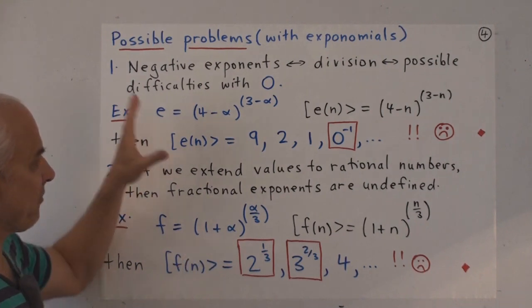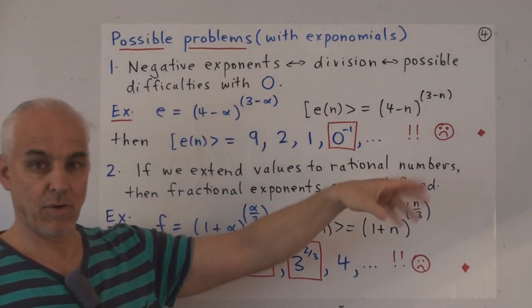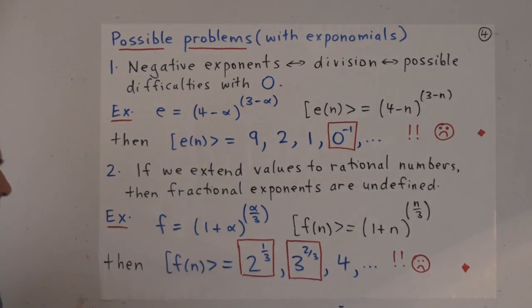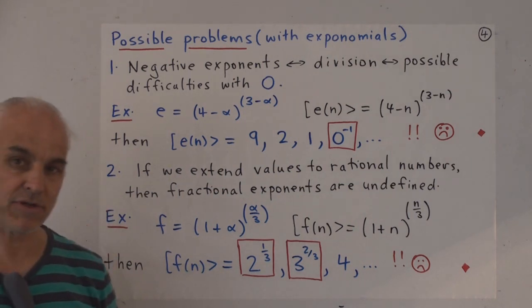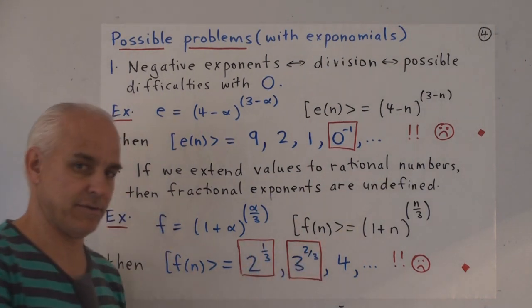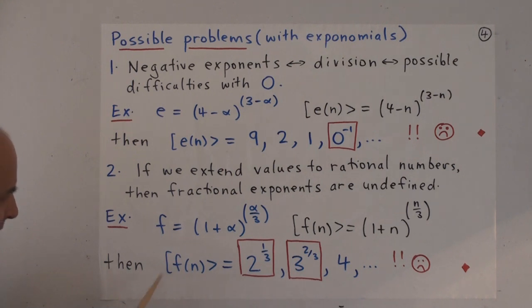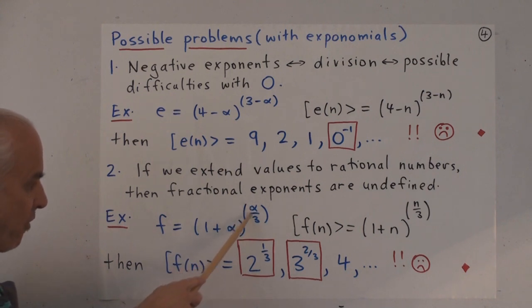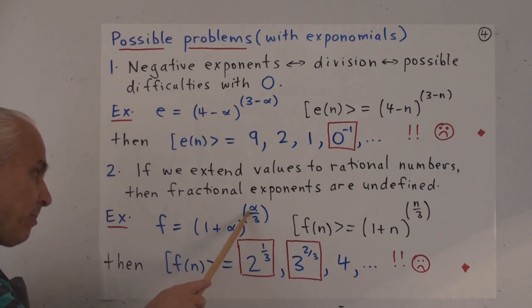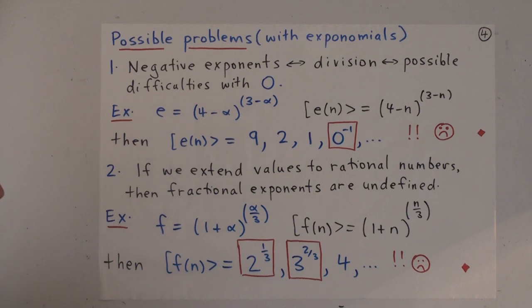So that's one kind of problem that we can expect to have to deal with in this more general kind of object. Another related issue is that if we want to extend the values to rational numbers, which ultimately we do, then fractional exponents are undefined. For example, say we want to work with the exponomial 1 plus alpha to the alpha over 3, which is just a small departure from what we're talking about, where we're replacing a coefficient, which is an integer here, with a coefficient which is a rational number.